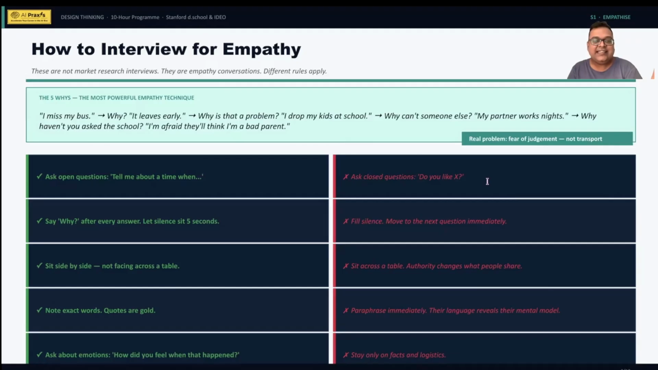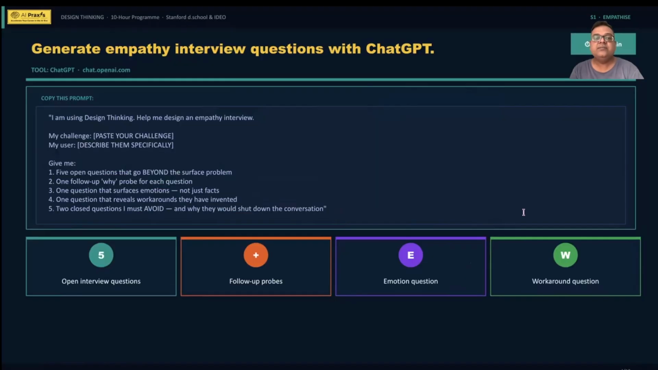Okay, so the key takeaway is the first answer is rarely the real answer. Keep asking, keep listening, keep observing, and eventually you will uncover the real human need hidden underneath the surface problem. And that's where meaningful innovation begins.